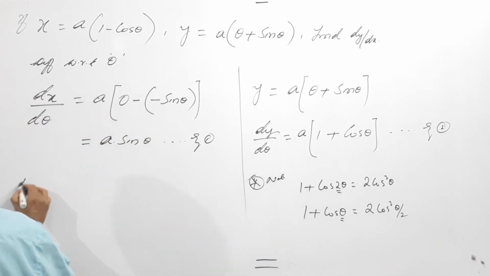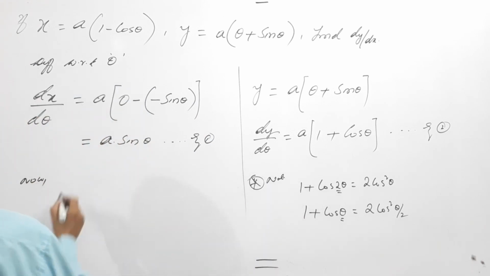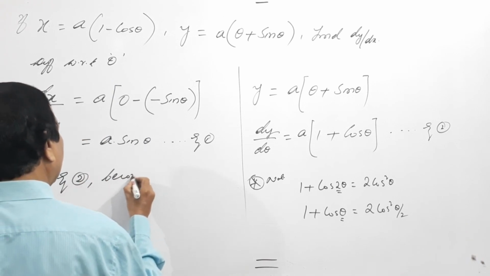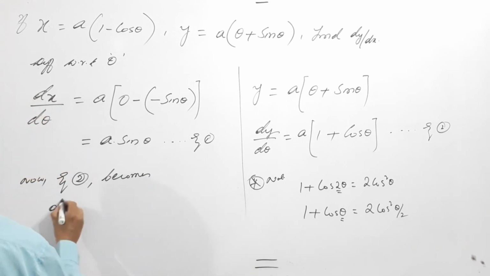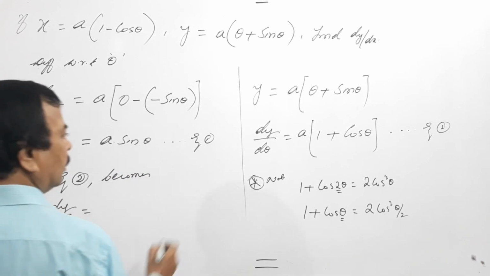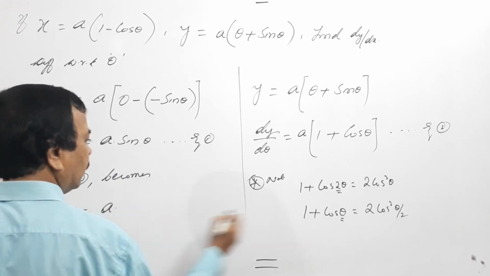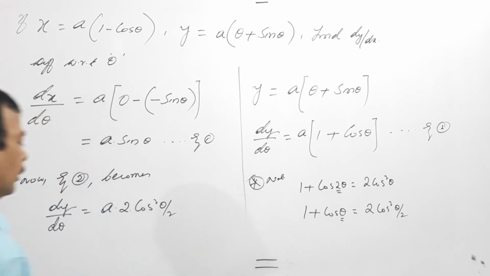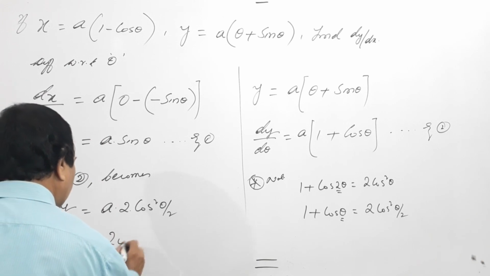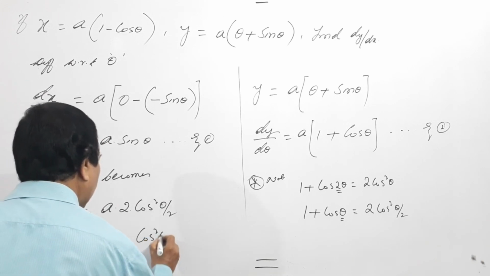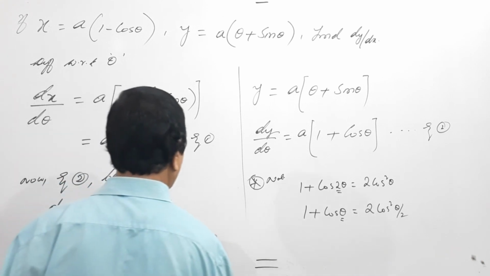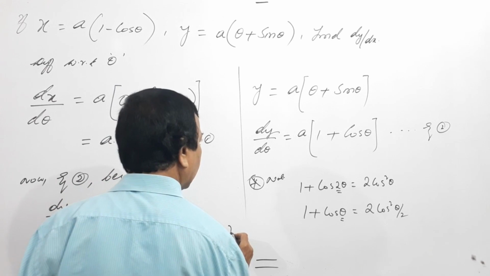Now equation 2 becomes dy by d theta equals a into 2 cos square theta by 2, or this is 2a into cos square theta by 2. Done. And this is our equation 3.